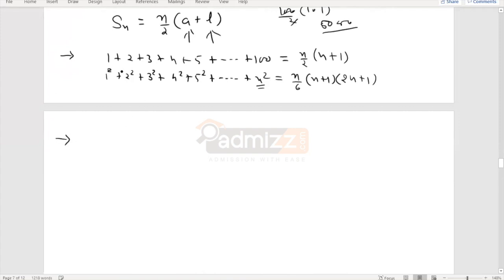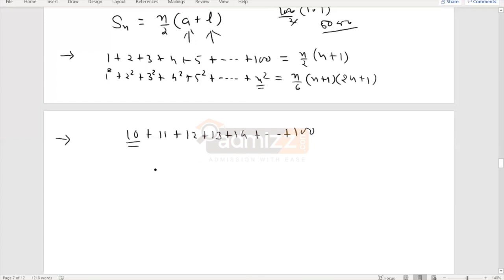Now I have written the sequence in order. Now suppose you have to find the sum 10 plus 11 plus 12 plus 13 plus 14 and so on up to 100. Directly, everyone writes in this way, n by 2 into n plus 1, where n is given as 100. But you can see here this is starting from 10. If it is starting from 10, at that time you cannot use this formula.